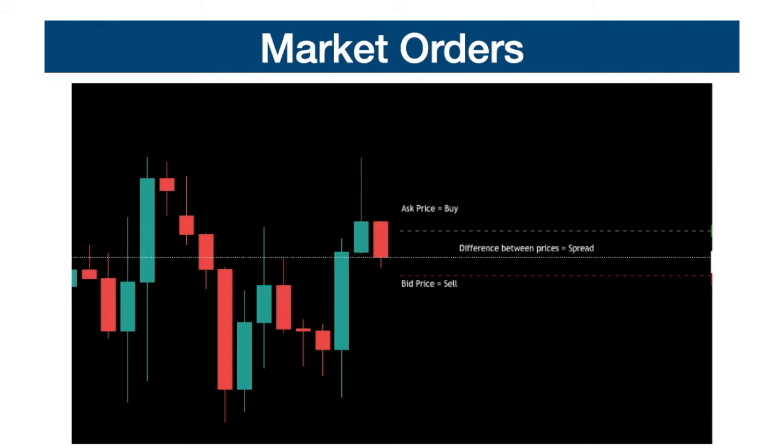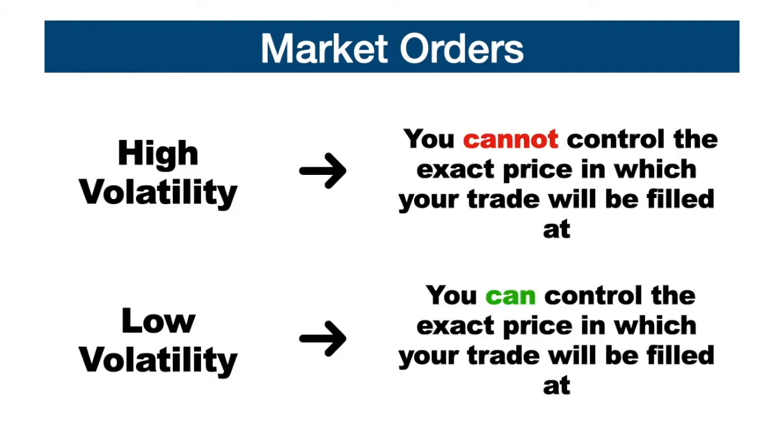If you see a nice setup, the fastest and most common way to enter the market is through a market order. If there is a phase of high volatility, the interbank quotes of the bid and the ask price will change fast, so you cannot control the exact price in which your trade will be filled at. You will be filled at a random price in that moment. The best time to enter precise market orders is when there is not much volatility.